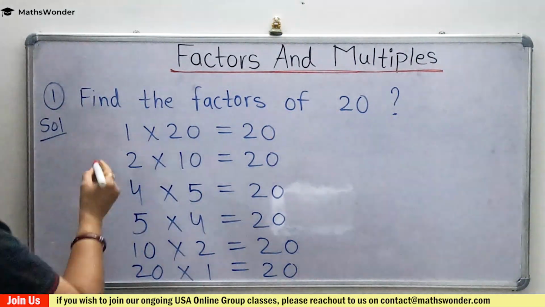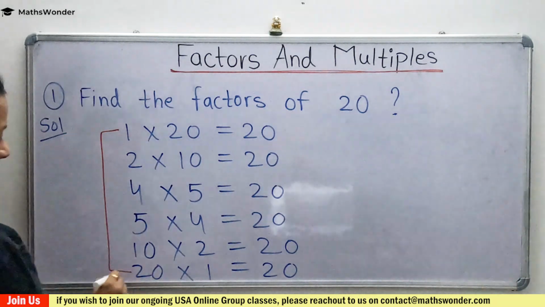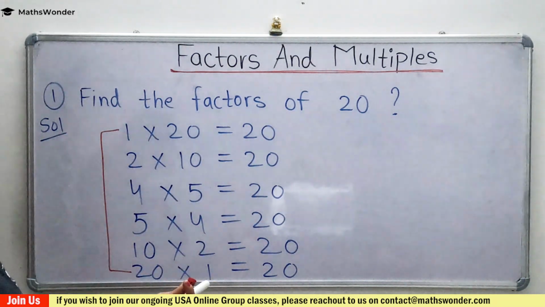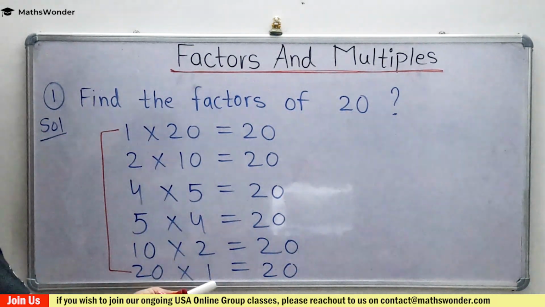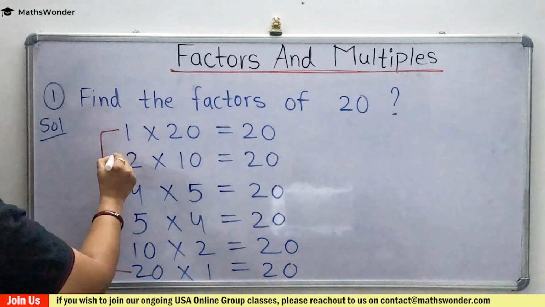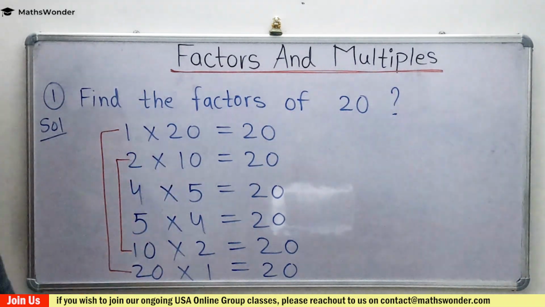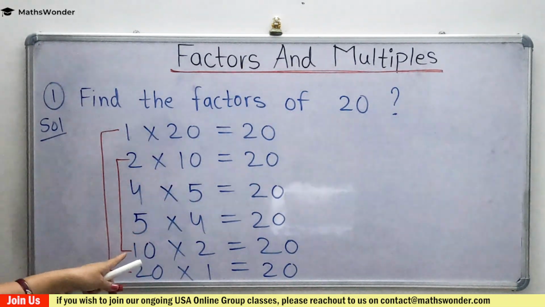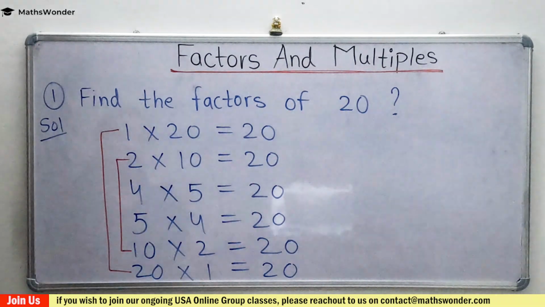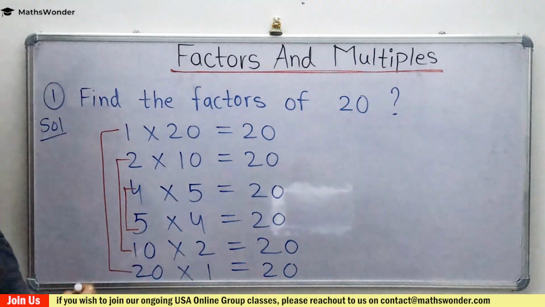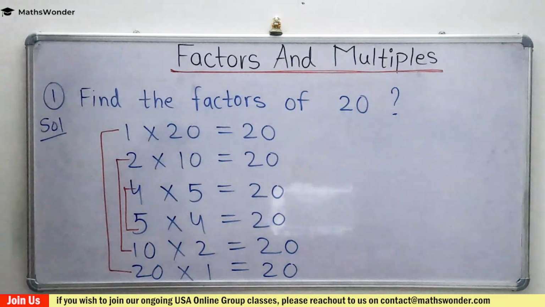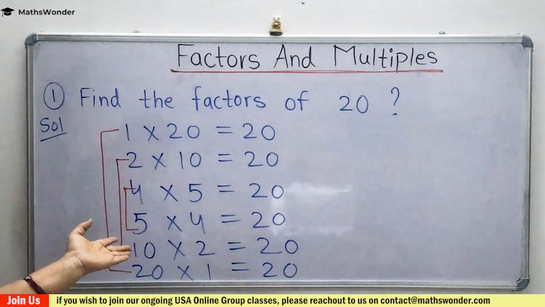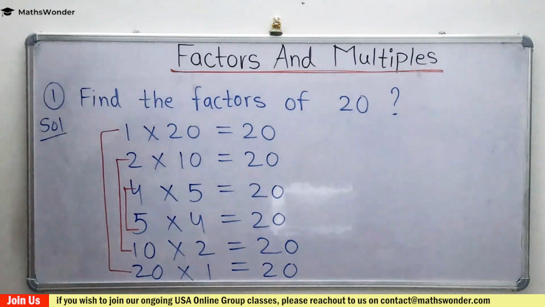If you see here, 1 times 20 and 20 times 1 is the same. Right? We have just changed the order. Same, 2 times 10 and 10 times 2, we have changed the order. 4 times 5 and 5 times 4 is the same. So the conclusion is, there is no other way to express 20 as a product of two numbers. Okay? There is no other way. This is the simplest way.